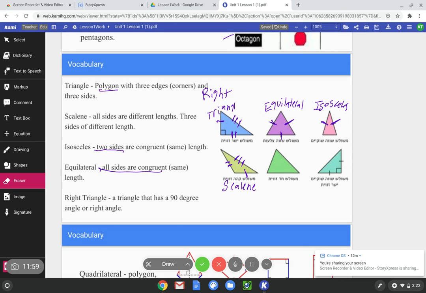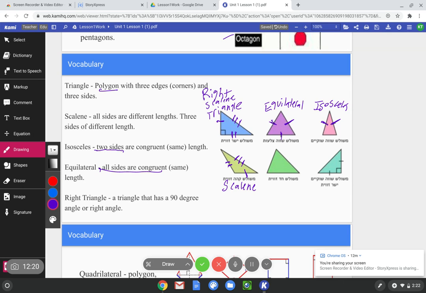That would be correct. Oh, I accidentally erased the E. Excuse me. But we want to recognize all of its attributes. So it is a right scalene triangle. Can y'all find?